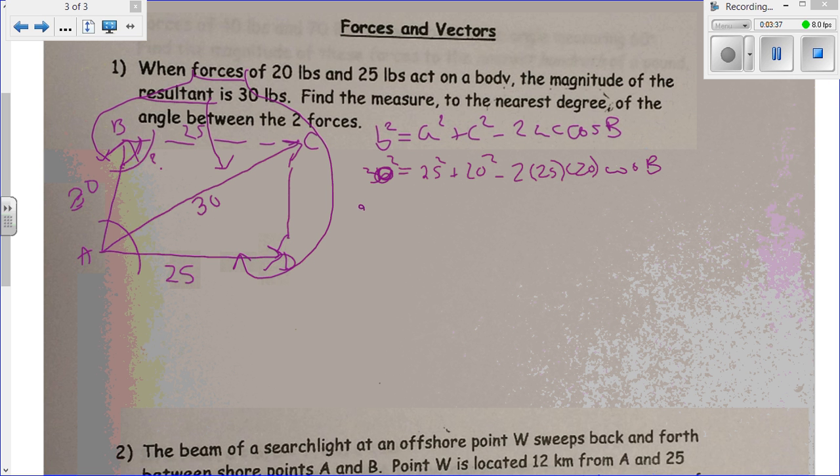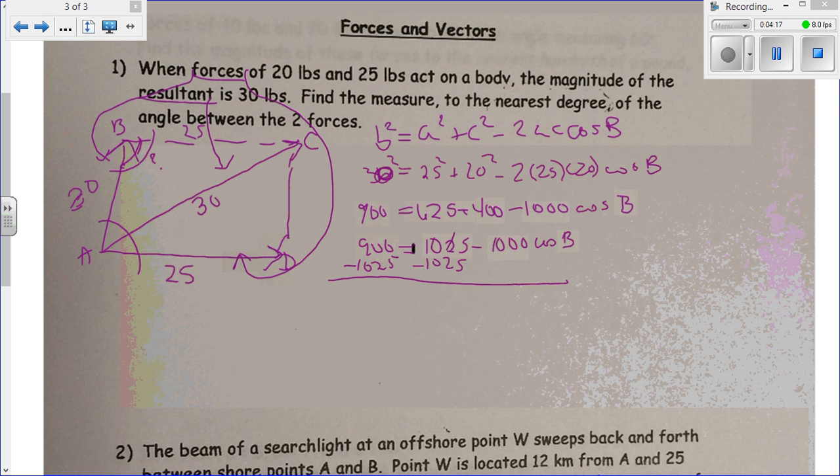So 30 squared is 900 equals 25 squared is 625 plus 20 squared is 400 minus 2 times 25 times 20 is 1000, there's the cosine of B. So we'll get 900 equals 1025 minus 1000 cosine B. Subtract 1025 from both sides, and we'll get a negative 125 equals a negative 1000 cosine B. Get cosine B alone, it's negative 1000. Divide by negative 1000.